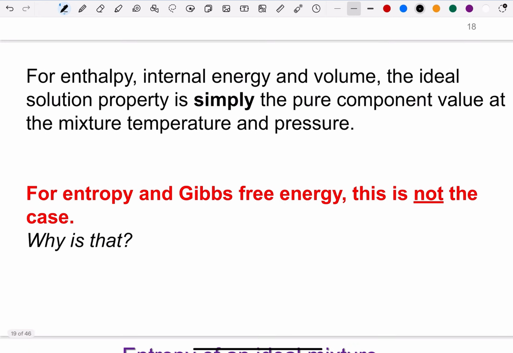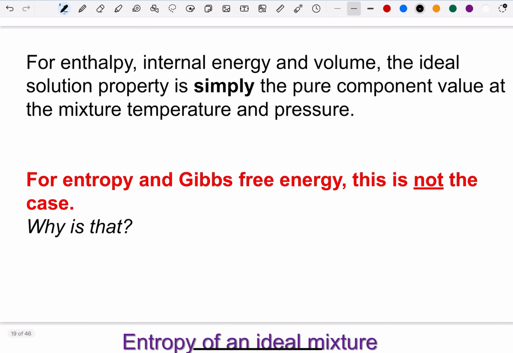When I discussed the ideal solution property, we focused on the volume, internal energy, or enthalpy. You said, okay, you can easily write them as the mixture minus the individual one. Very similar to the mixing properties, right? But in the case of entropy and Gibbs free energy, something changes. So you cannot write it as basically, if I define S ideal, so let's say I have component 1 and 2.